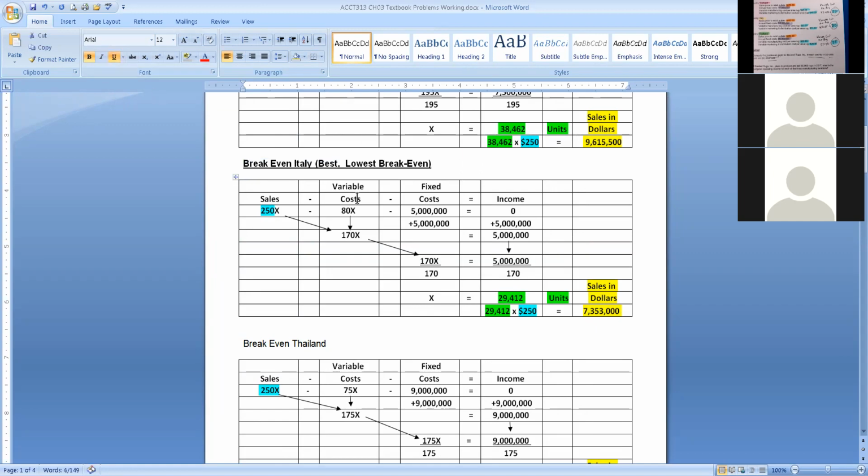Say what, Italy, we'll give you an underline instead of a highlight. Easier for me to do. Okay.